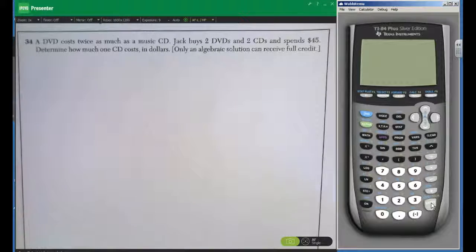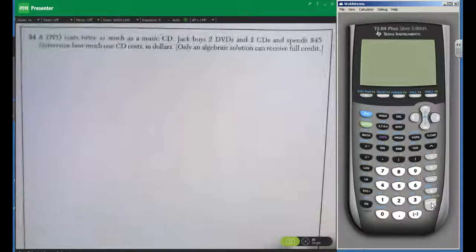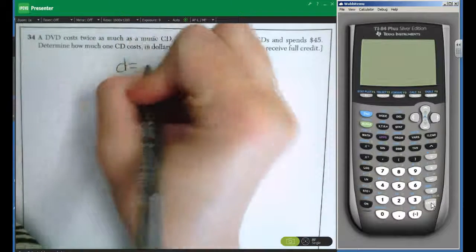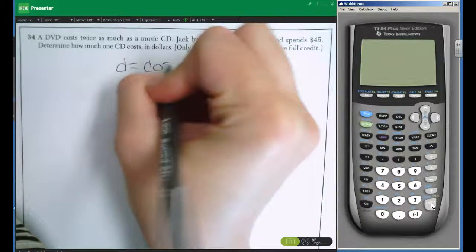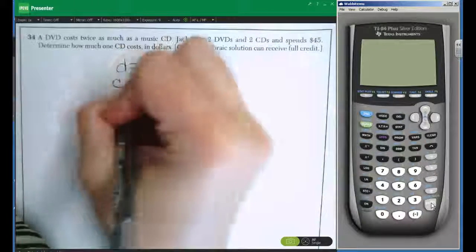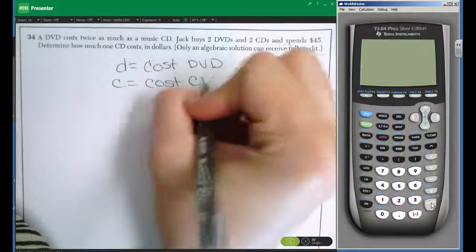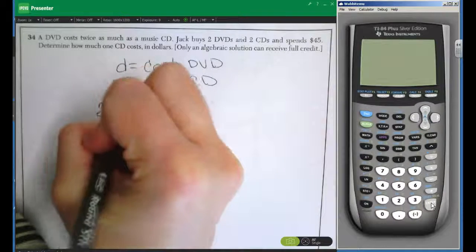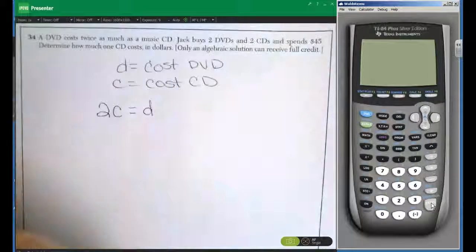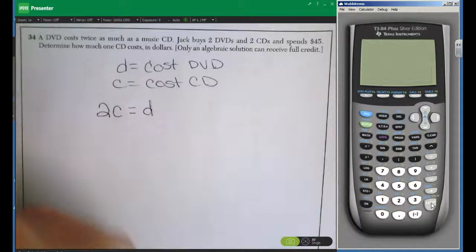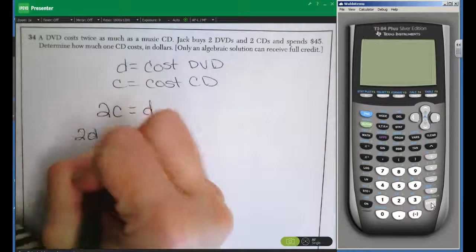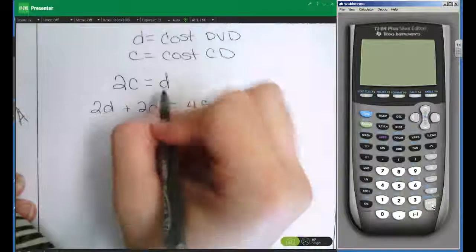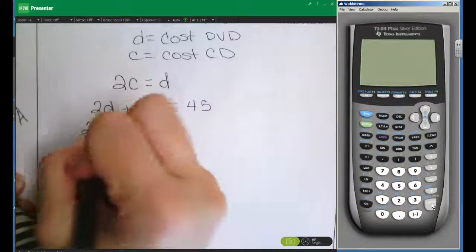A DVD costs twice as much as a CD. Jack buys 2 DVDs and 2 CDs. So D equals the cost of a DVD, and C equals the cost of a CD. A DVD costs twice as much as a music CD. So 2 times the cost of a CD equals the price of a DVD. Jack buys 2 DVDs plus 2 CDs, and he spends 45 bucks. Anytime we get a D, we're going to put in 2C. We're going to substitute.